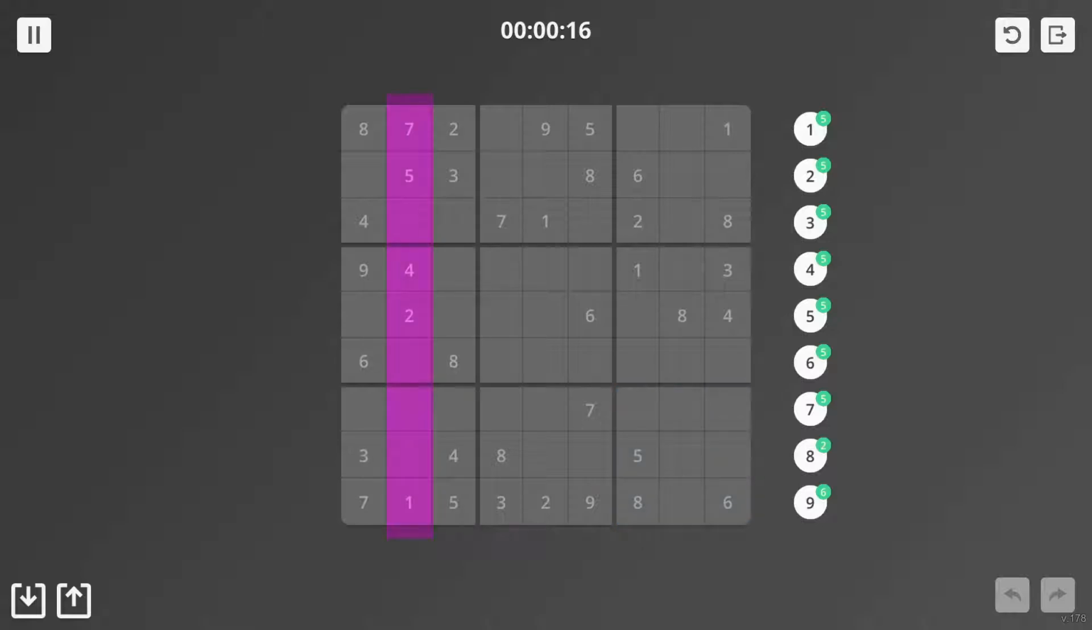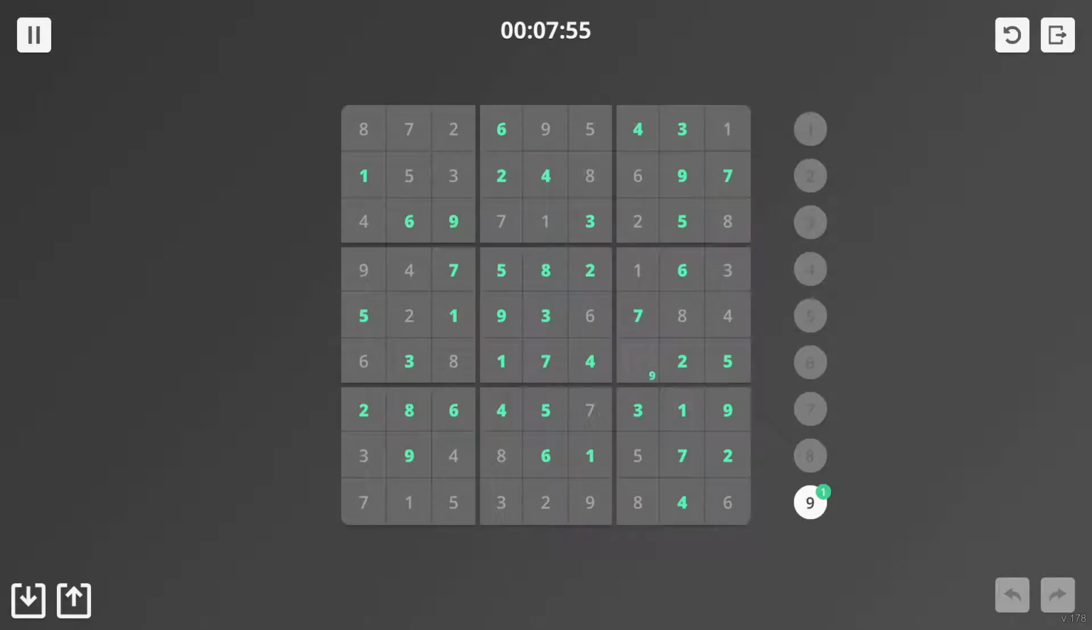The second rule is that each column will be filled with the numbers 1 to 9 as shown in the figure. The third rule is that each row will be filled with the numbers 1 to 9 as shown in the figure. Here is the final filled Sudoku.